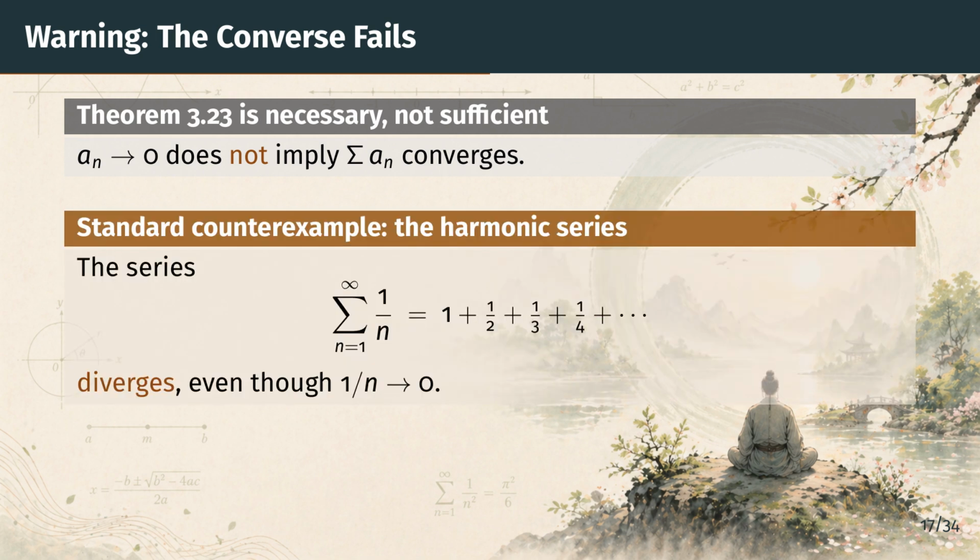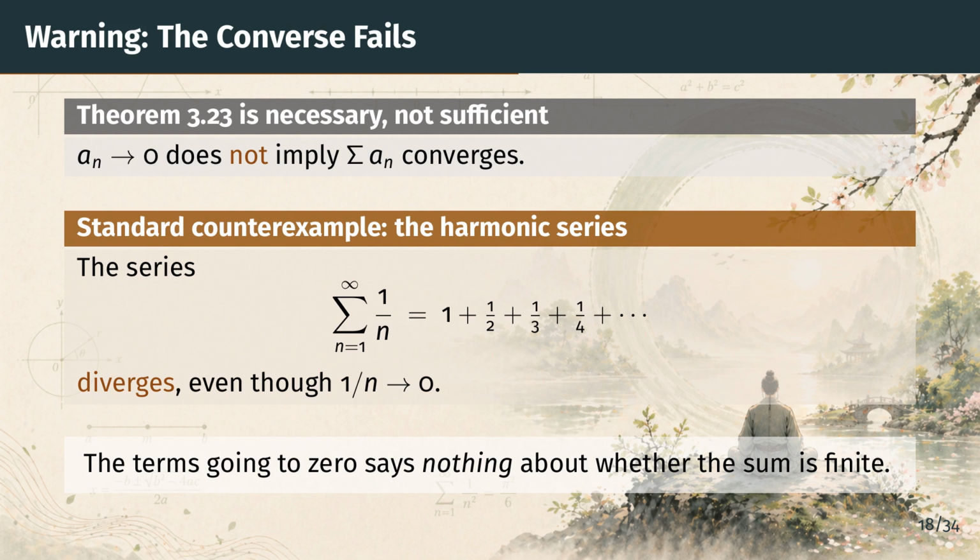The standard counterexample is the harmonic series, 1 plus 1/2 plus 1/3 plus 1/4, and so on. The general term is 1 over n, which clearly goes to 0. Nevertheless, the series diverges. Its partial sums grow without bound. We will not prove the divergence here. It will follow as a special case of Theorem 3.28 in the next section on series of non-negative terms.